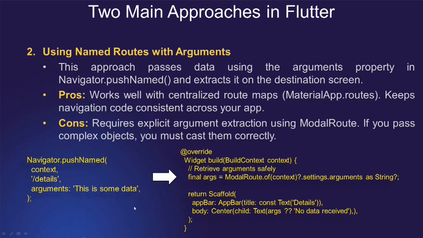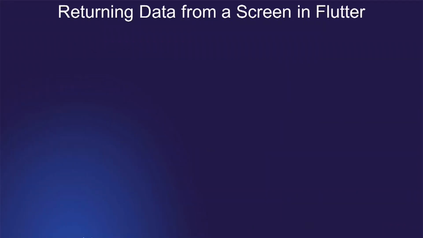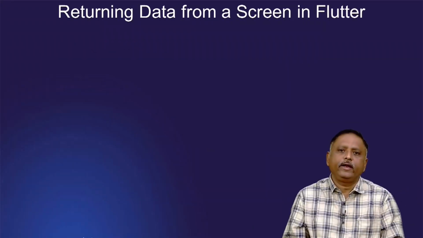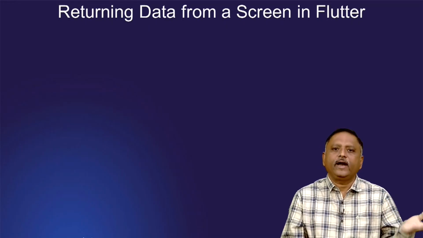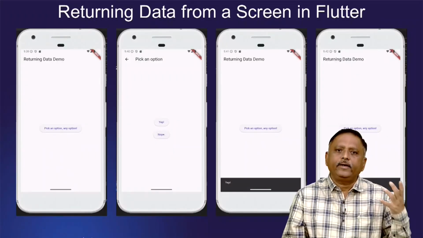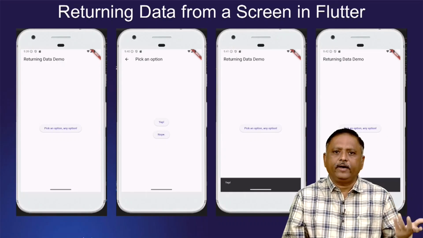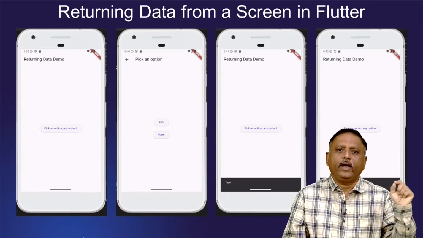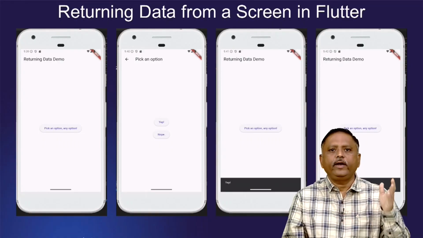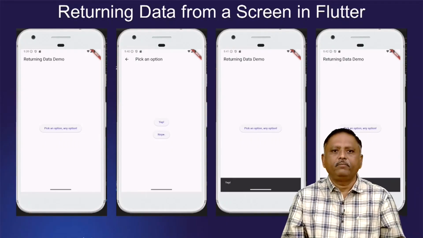So this is how we can use an argument to send to the second screen, and this is the code to retrieve data in the second screen. So sometimes when you navigate to a new screen in Flutter, you don't just want to show something, you want to get something back. For example, you open a screen to let the user pick a color or item or option, choose a contact or confirm an action. When they are done, you need that choice sent right back to the previous screen.